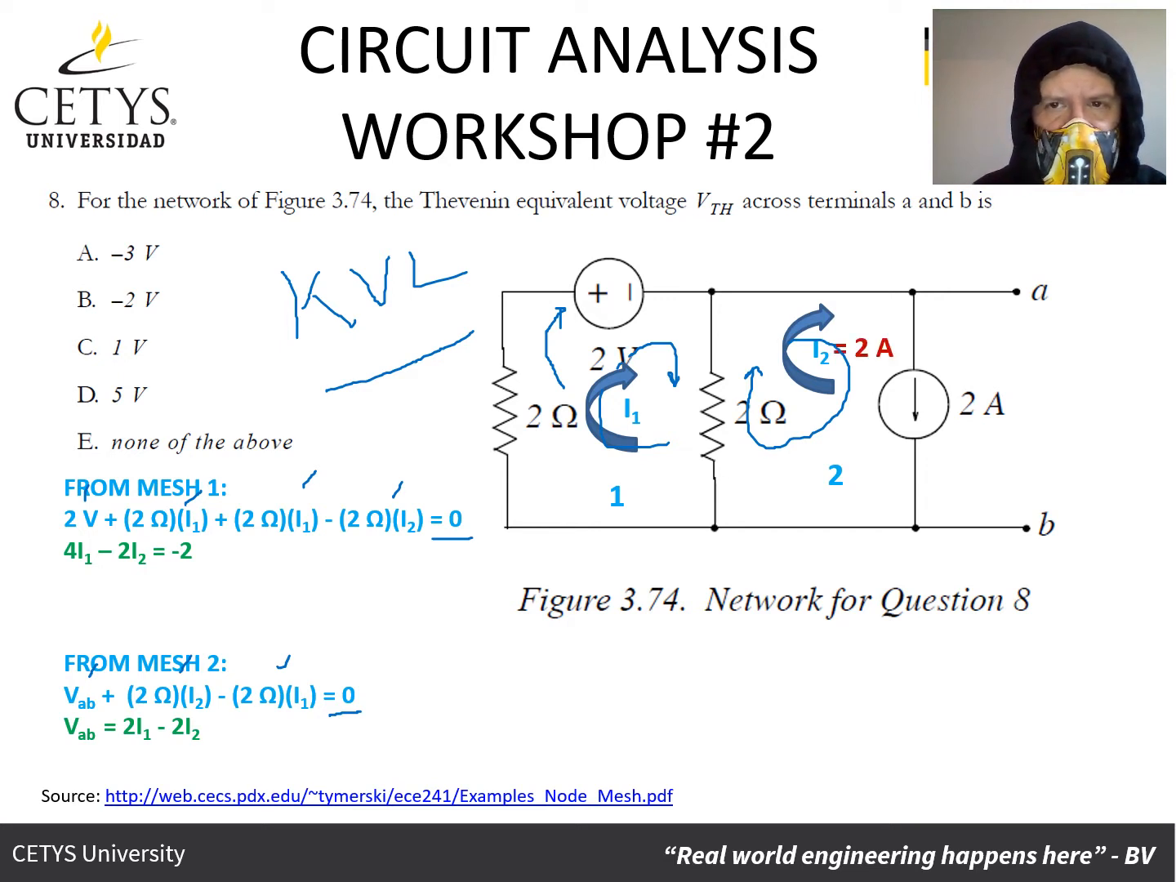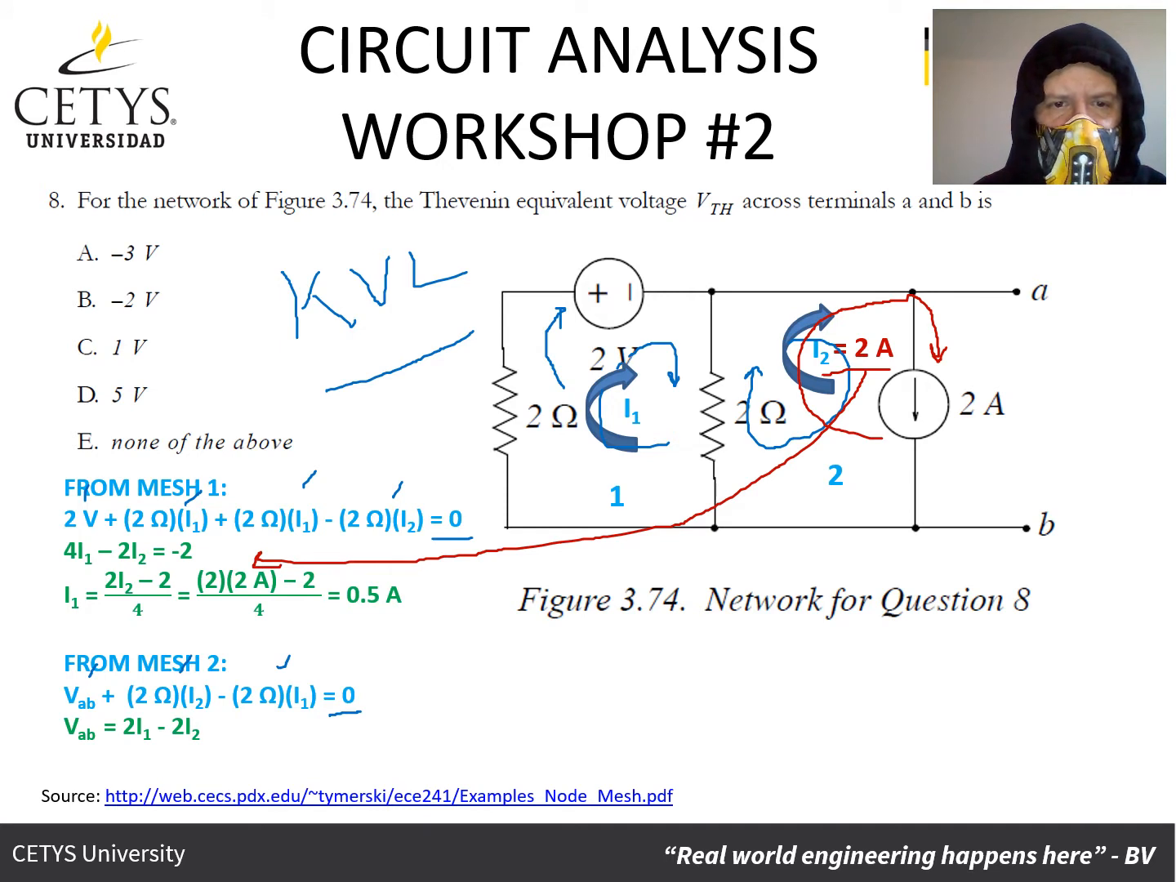And now we notice that for the 2 amp power supply, we have a current I2 that is exactly the same as the 2 amp power supply. And so we can identify one of the values, which is I2, and this will be equal to 2 amps. We take this value to the simplified expression that we found in mesh 1, and we may find the value of I1, which is going to be 0.5 amps.